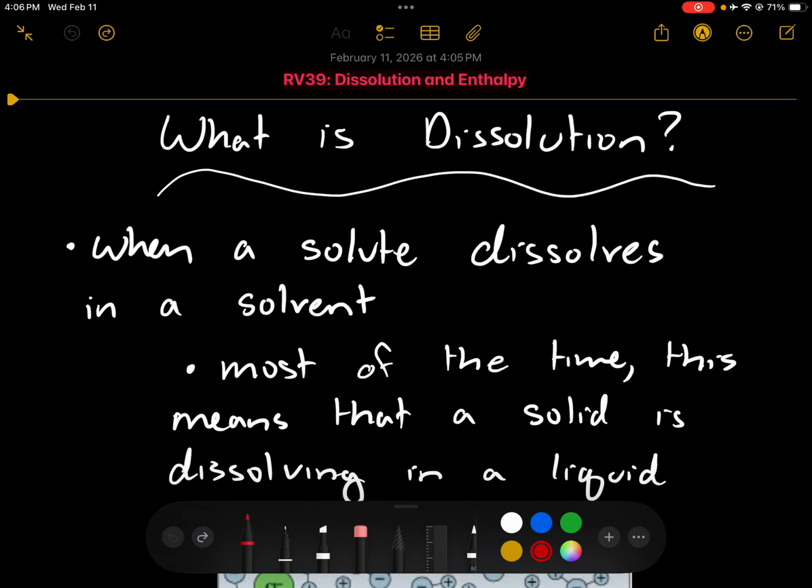This is review video 39, Dissolution and Enthalpy. So to remind everybody what a dissolution is, it's when a solute dissolves into a solvent.